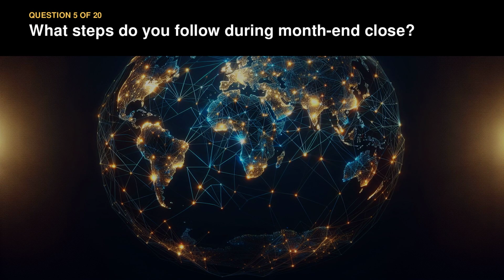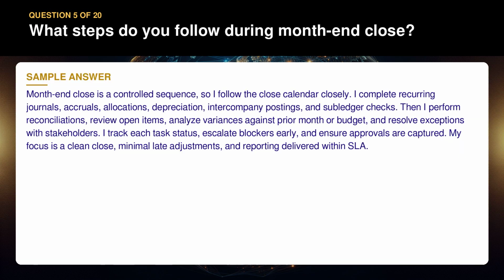Question 5. What steps do you follow during month-end close? Month-end close is a controlled sequence, so I follow the close calendar closely. I complete recurring journals, accruals, allocations, depreciation, intercompany postings, and subledger checks.